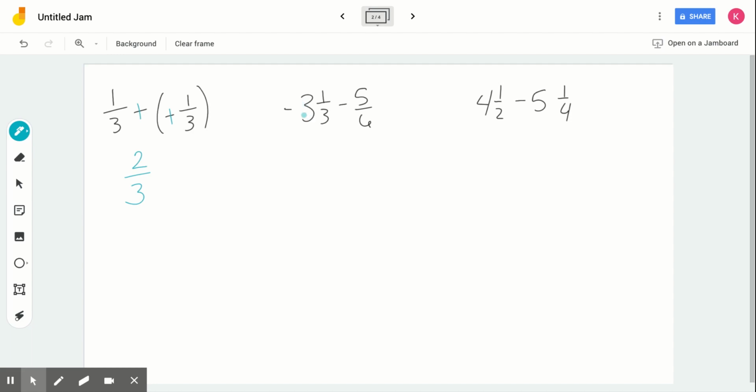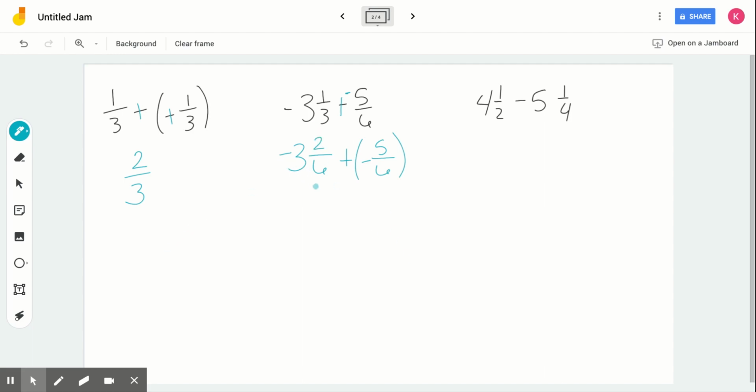Now again, we keep, we change, we change. In order to add these, we have to have common denominators. The common denominator between 3 and 6 would be 6. So we have -3 and 1/3 plus -5/6. Now for 1/3, 3 times 2 is 6, so 1 times 2 is 2.